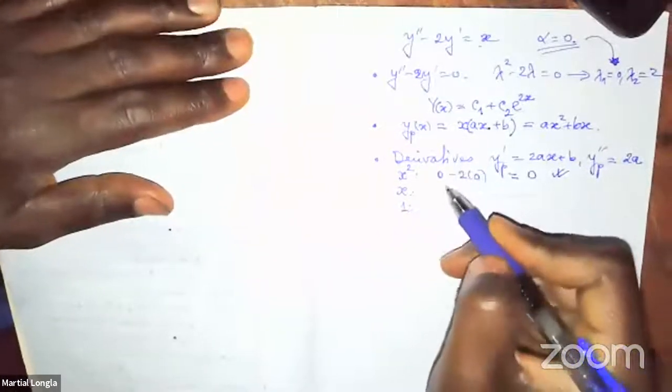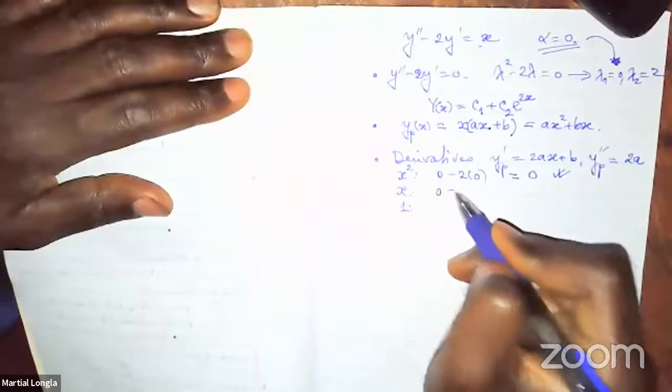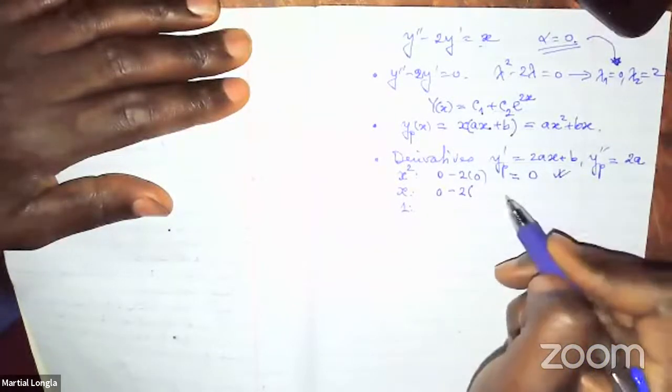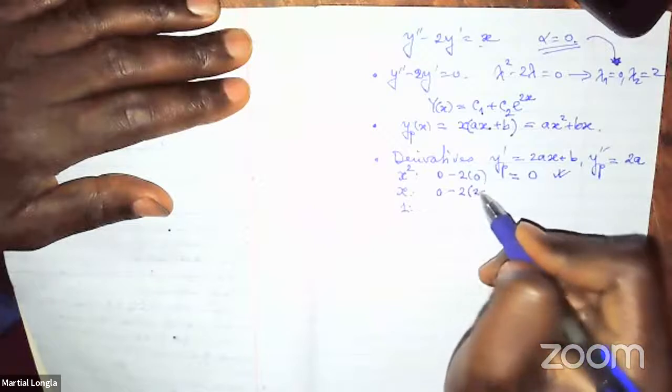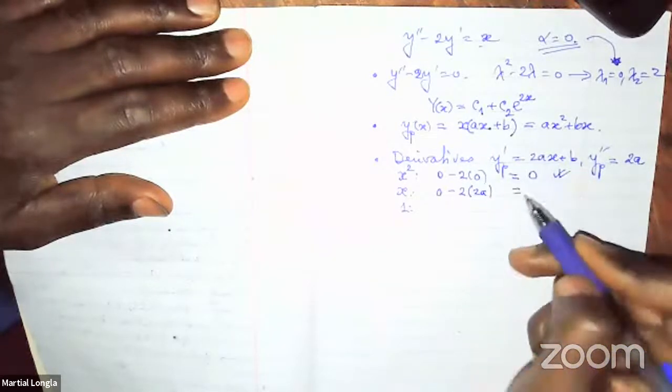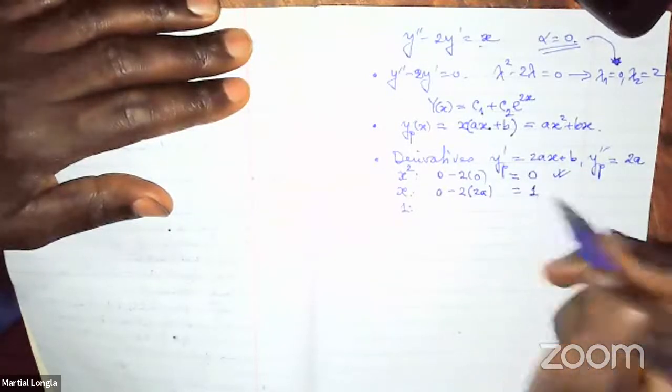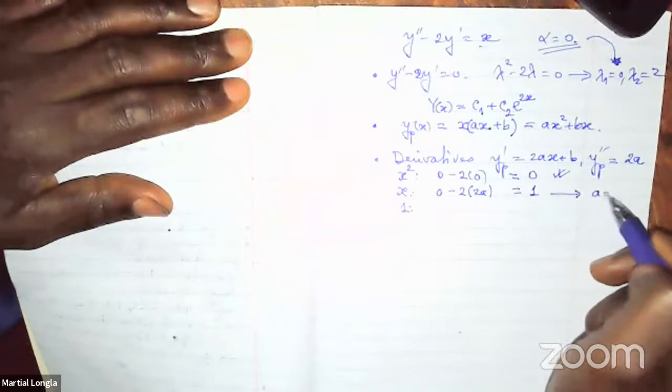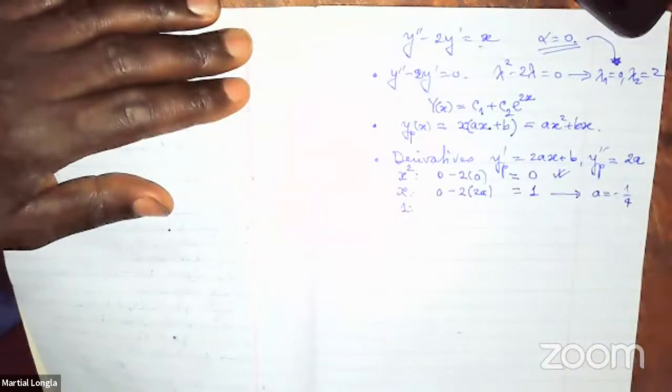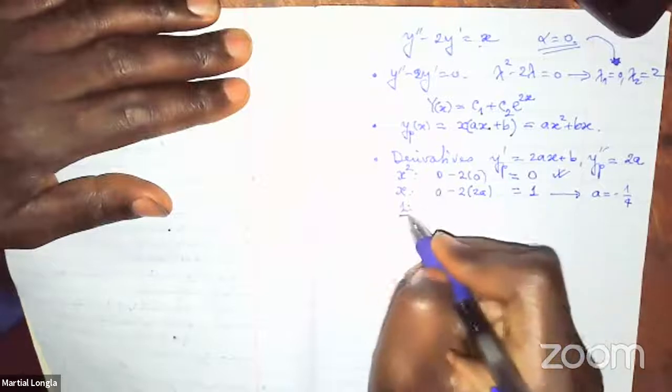So what about x? 0 minus twice times 2a. 2a equals the right-hand side, 1. Right away you get a equals negative 1/4. Life is good. Then you track the constants.